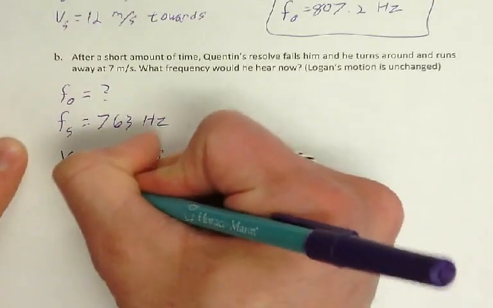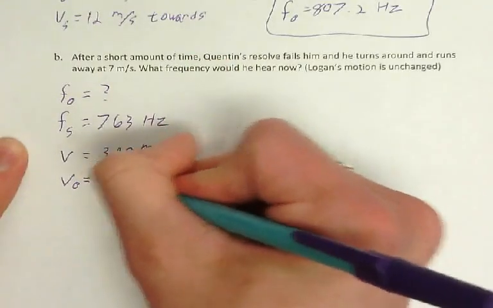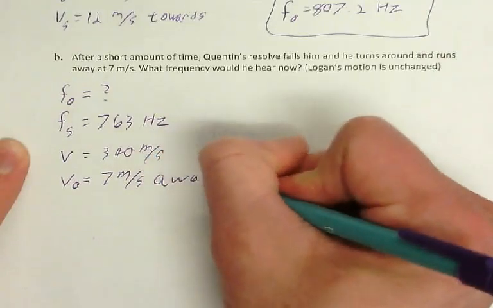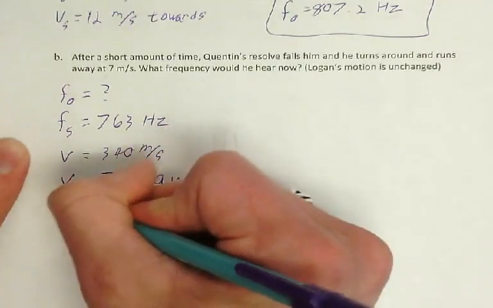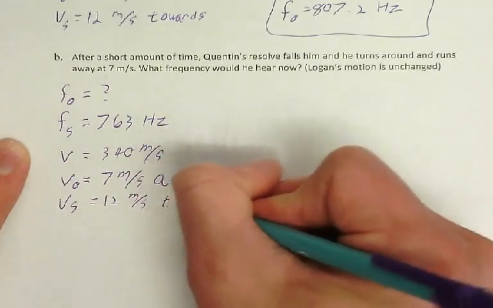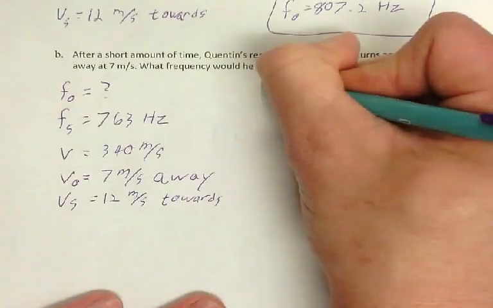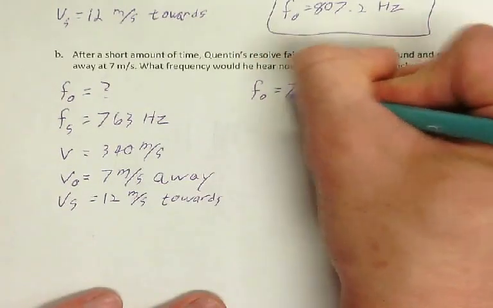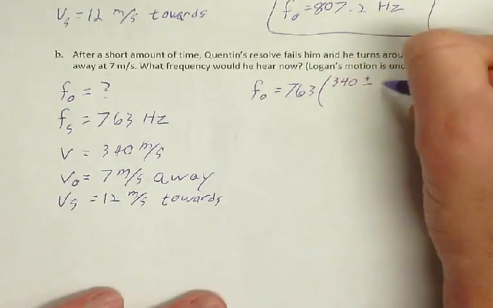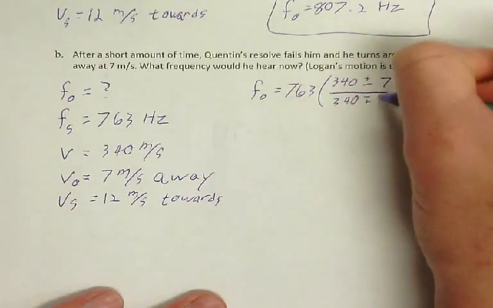The VO has changed now. So Quentin is doing something different. He's running away at 7. So his speed is 7, but the direction is away this time. And VS has not changed. It's still 12 towards. So when we set up the equation, it's FO equals 763 times 340 plus or minus 7 over 340 minus or plus 12.